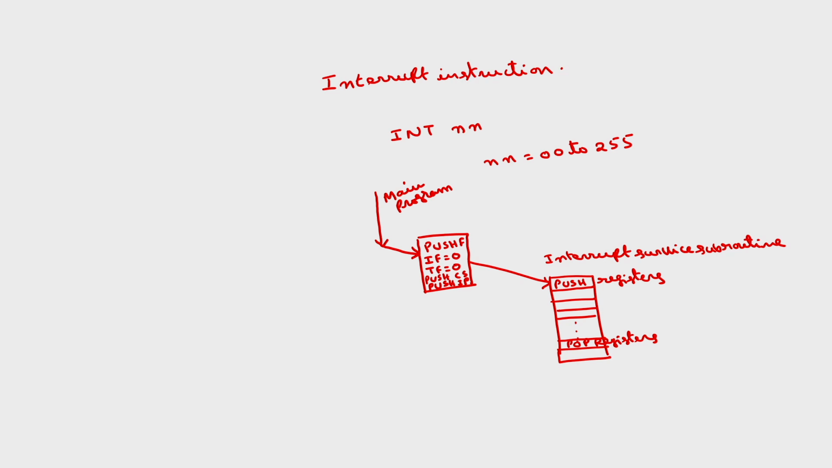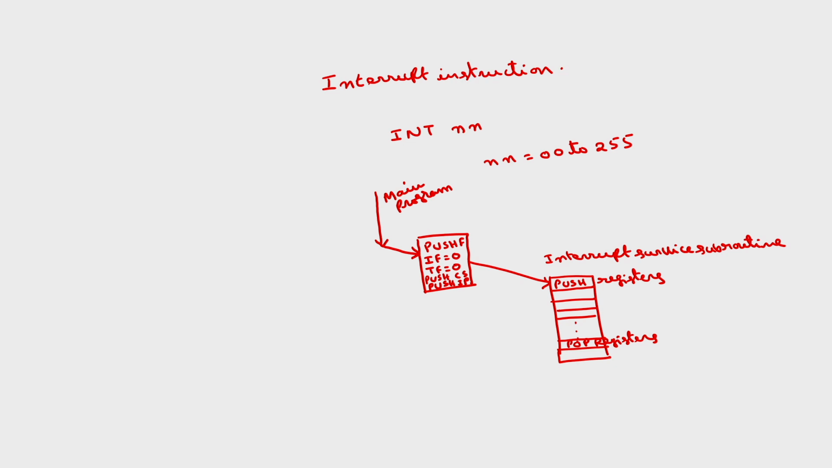Because if I use a register for some purpose in the main program, the same registers have to be used in the subroutine also. So, if you do not save the contents of these registers and use them for some other purpose, the old contents will be lost. That is why it is normal practice to push all the register contents onto the stack, in addition to the flags as well as CS and IP.